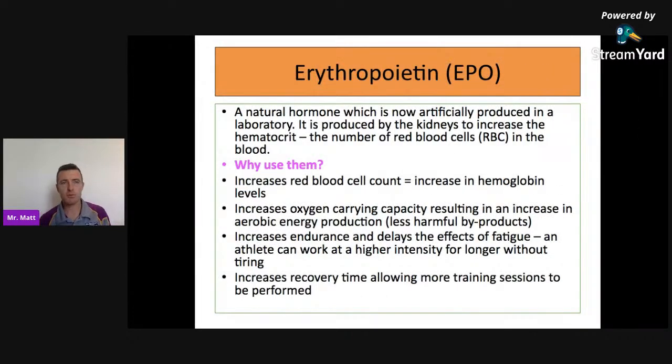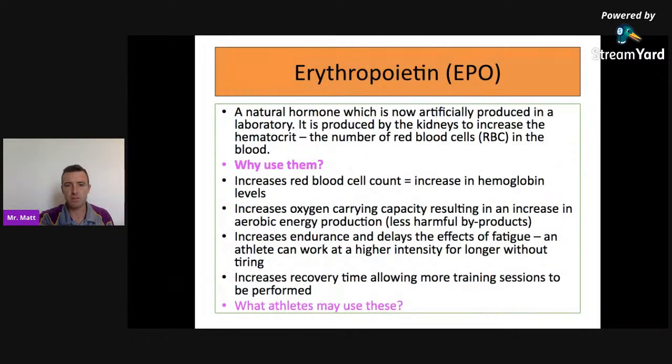It can also help to improve recovery time because the more red blood cells in the body, the more byproducts the body can expel to allow them to perform for longer on their return.